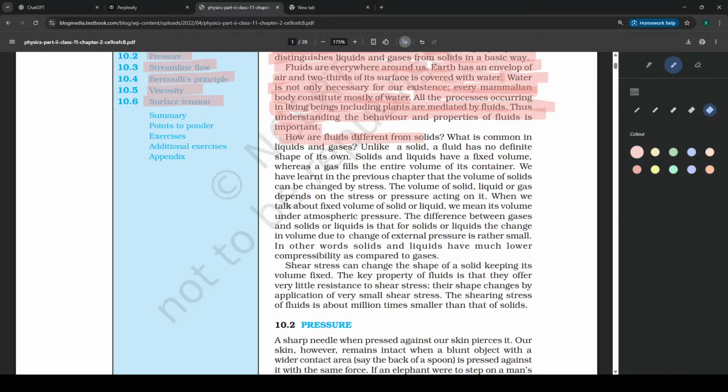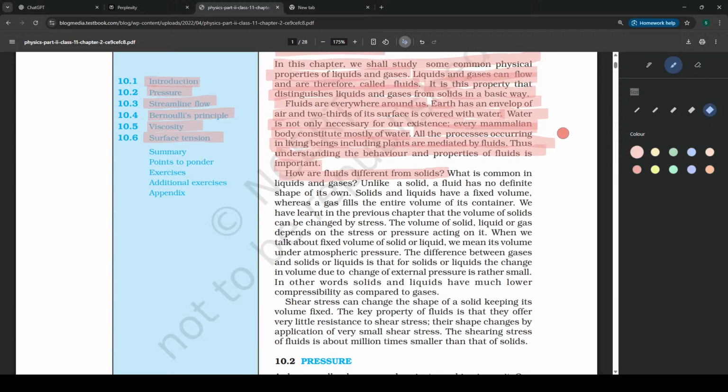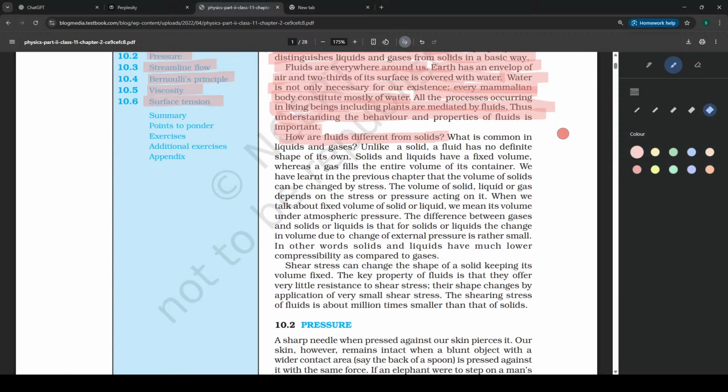How are fluids different from solids? The first common difference we saw: fluids flow, solids don't flow. What is common in liquids and gases? Unlike a solid, a fluid has no definite shape of its own. Solids and liquids have fixed volume, whereas a gas fills the entire volume of its container. We have learned in the previous chapter that the volume of solids can be changed by stress.